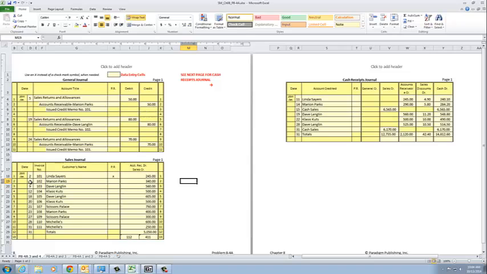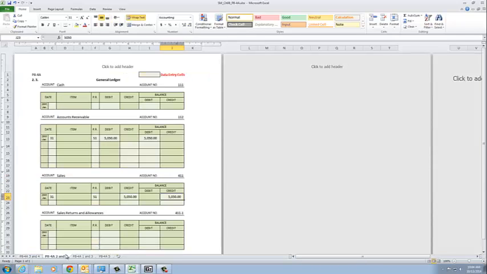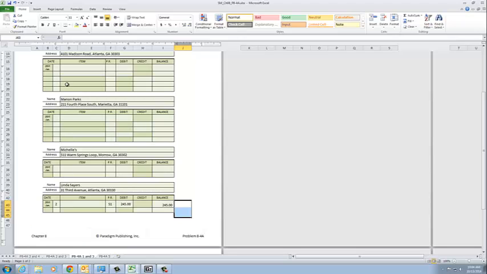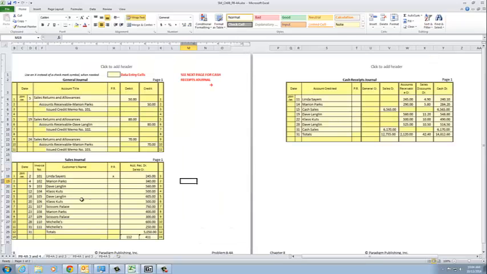The next transaction is on the 4th to Marion Parks for $340. So we want to come in and find Parks, accounts receivable ledger. So on the 4th, from sales journal page 1, there's a $340 debit, and we just bring the $340 over. Then we want to show that that's been posted and updated, so we'll enter an X.